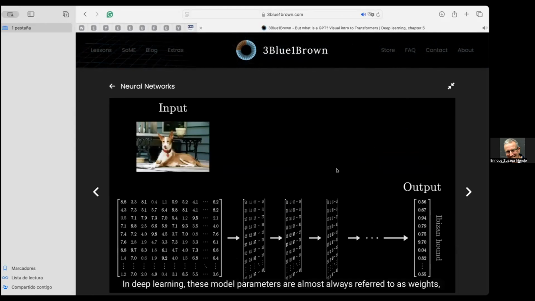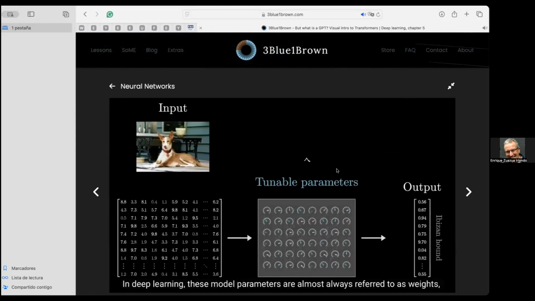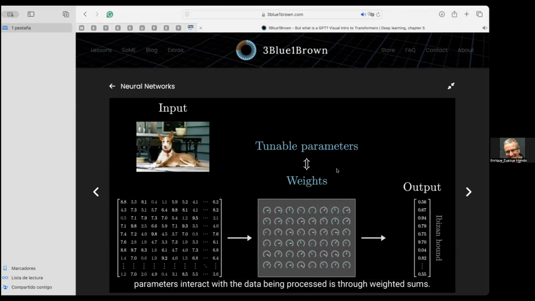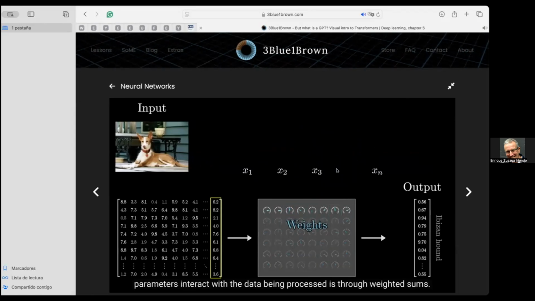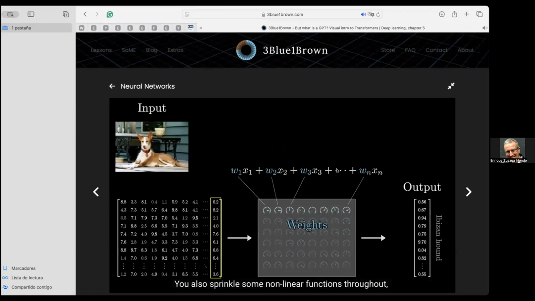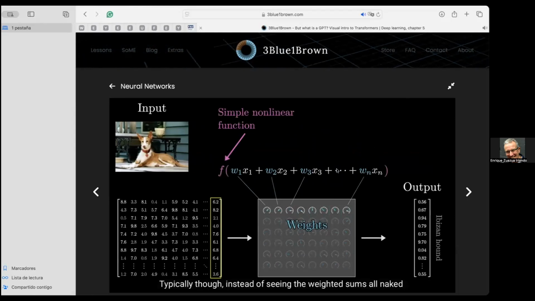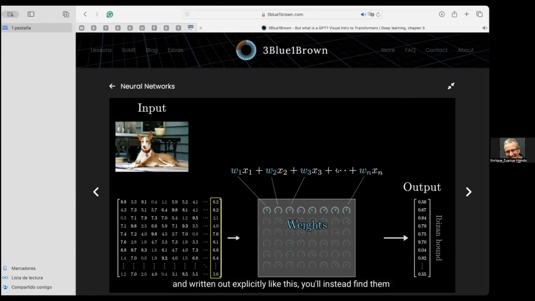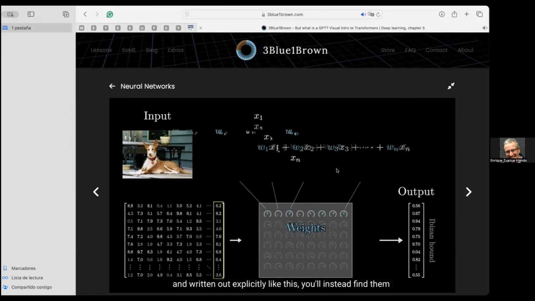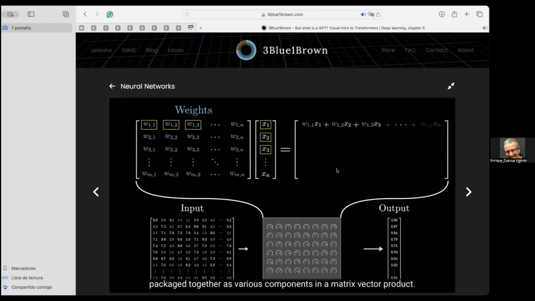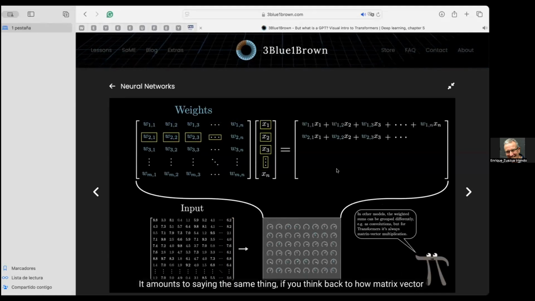In deep learning, these model parameters are almost always referred to as weights. And this is because a key feature of these models is that the only way these parameters interact with the data being processed is through weighted sums. You also sprinkle some nonlinear functions throughout, but they won't depend on parameters. Typically, though, instead of seeing the weighted sums all naked and written out explicitly like this, you'll instead find them packaged together as various components in a matrix vector product. It amounts to saying the same thing.